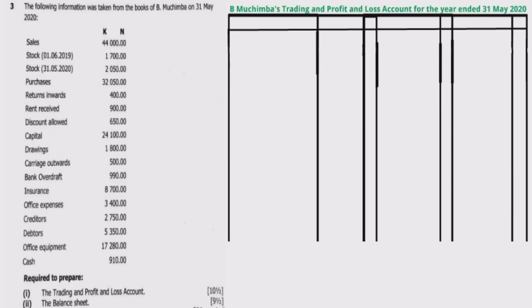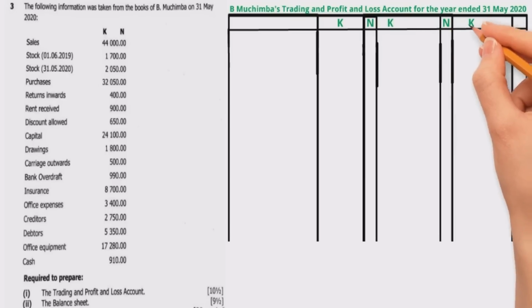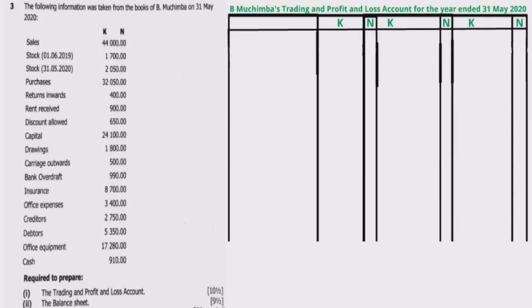Remember, these headings also attract marks, like 1 mark or half a mark. This question has 10.5 marks, so be careful, every detail has to be entered. Like the heading, this is a free mark, so at least you can get some marks. Next we're going to put the kwacha sign and ngwee sign in those areas like I've done. Now let us start entering the records.